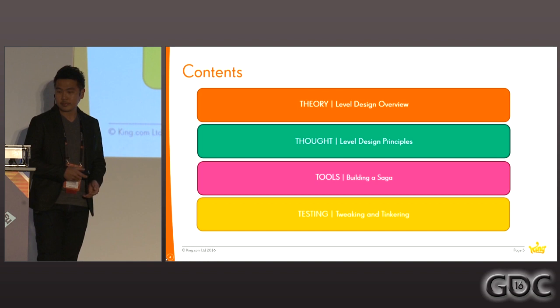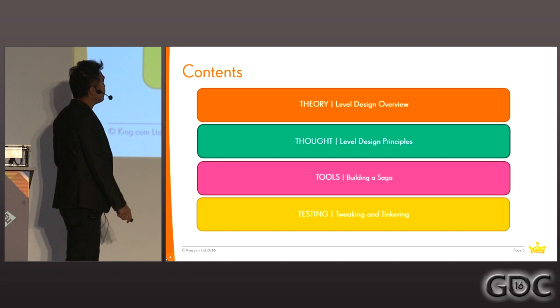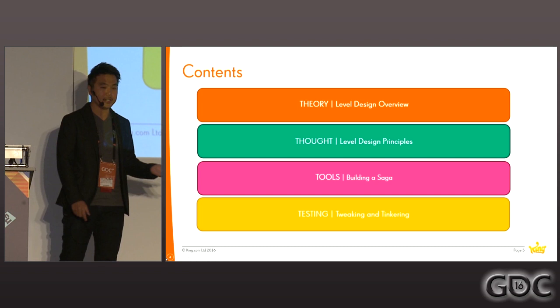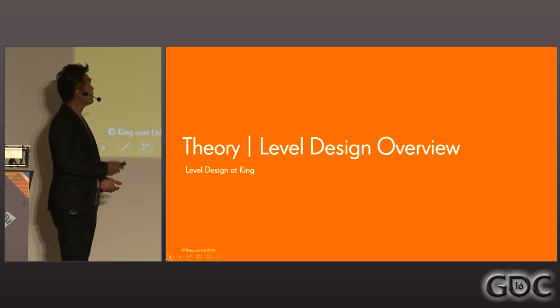Today's talk will cover four different sections. I named them the four T's: theory, an overview of what level design is; thought, the different level design principles that we think about when we're designing levels; tools, how do we build levels in the saga; and testing, how do we tweak and how do we tinker levels so that we optimize them to become perfect. So without further ado, let's start on the first section, theory.